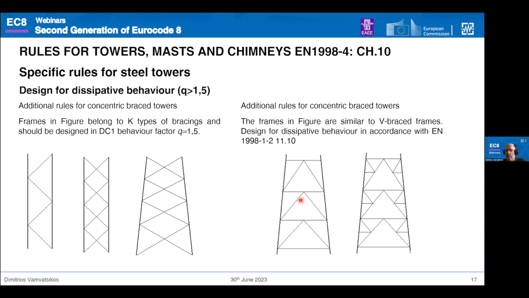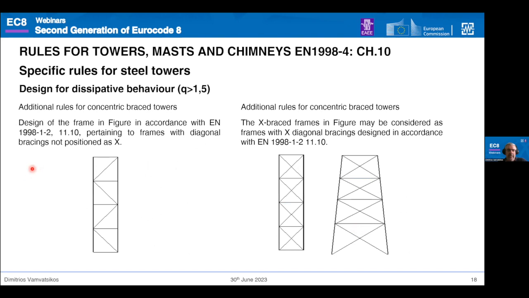If you have V bracing or X bracing, this is V bracing, by the way, you can go to the rules of Eurocode 8-1 and work from there. This is another case of concentric braced towers. Again, go back to the relevant parts of Eurocode 8-1, or you may have X-braced ones. And of course, as you can tell, you can get pretty good behavior factors in these cases.